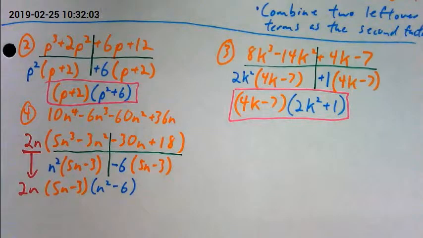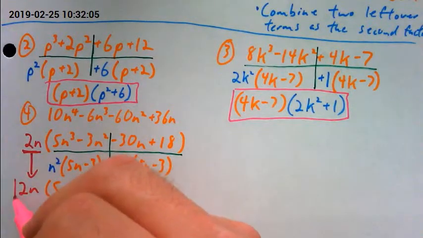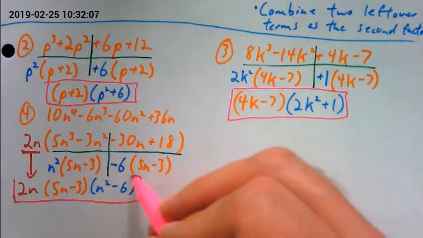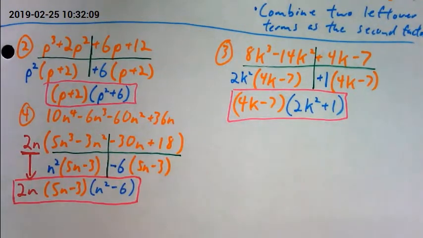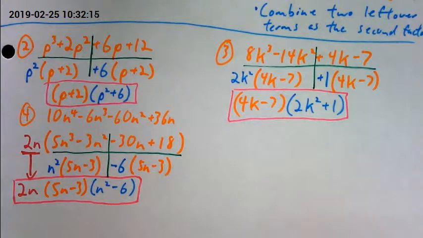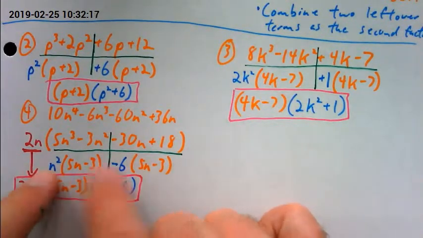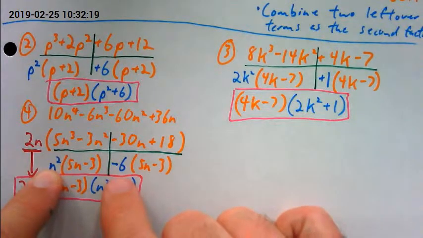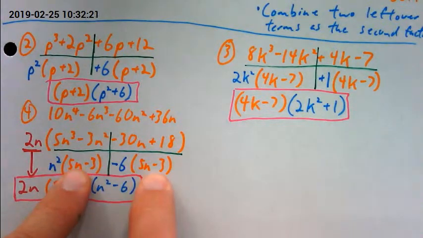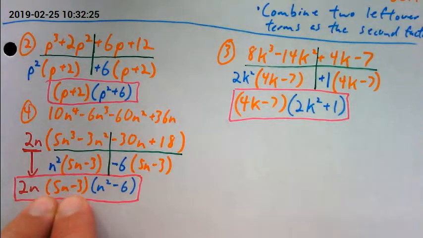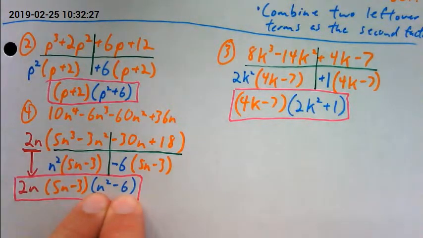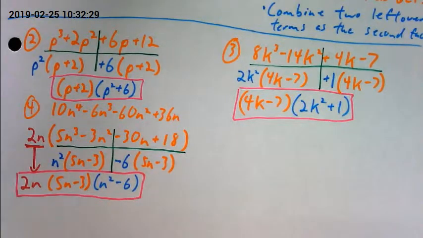Now, for your final answers, does it matter what order you write your factors in? I have 3 different factors here, right? The n squared was what was left over in front. So, at this point, these 2 were the same, so they came together as one. These 2 that were left over came together as the second one.